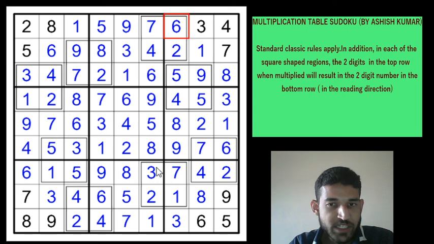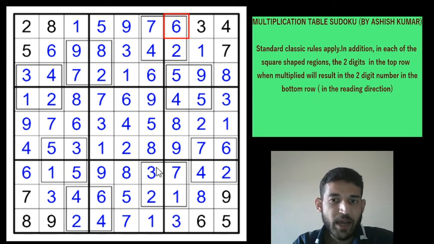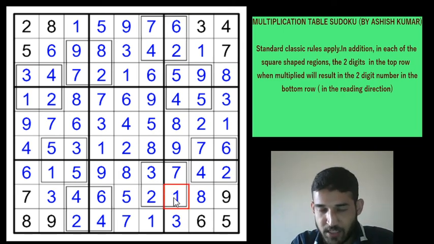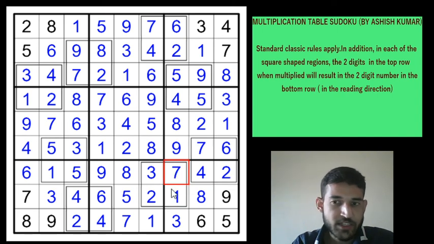Other than that, you have to see the interaction between digits, like what will happen. For example, if we saw here that what happens when this is a 3 and this becomes a 7, so we just try to interact digits and get possibilities.